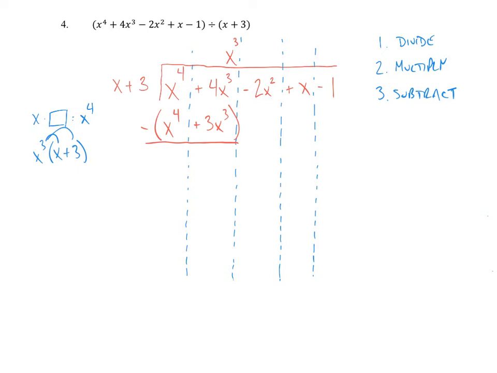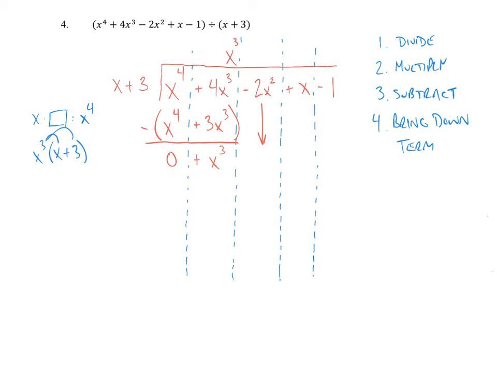This is where it gets a little bit tricky. X to the 4th minus x to the 4th is 0. That's easy. But 4x cubed minus 3x cubed. You have to remember that this is this minus this. 4x cubed minus 3x cubed is going to be 1x cubed, or just x cubed. And that's a positive x cubed. So the last thing we have to do to finish this cycle here is bring down the next term. All right, that's one round done. Now let's do the next round.